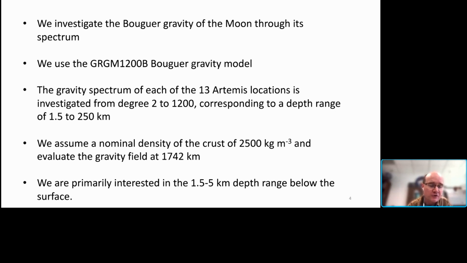So we try to find a compromise by evaluating it slightly higher, in order to get rid of a lot of the noise signal that would otherwise be in the gravity that I'll show. And so we're going to focus our interest primarily on the 1.5 to 5 kilometers depth range below the surface, and that means the really high degrees of the gravity field expansion. So next slide, please.